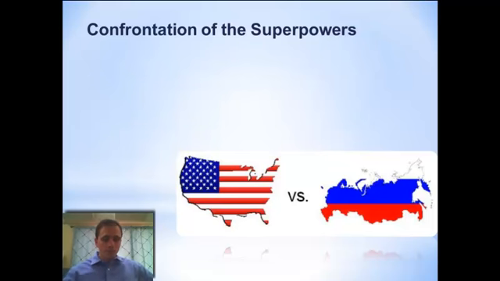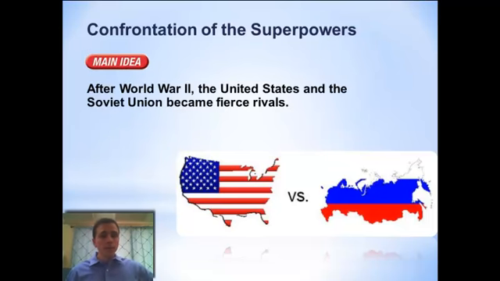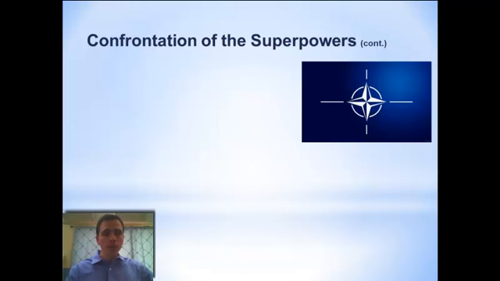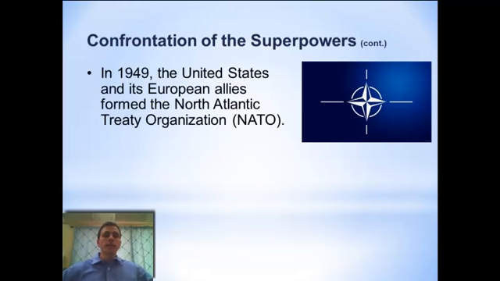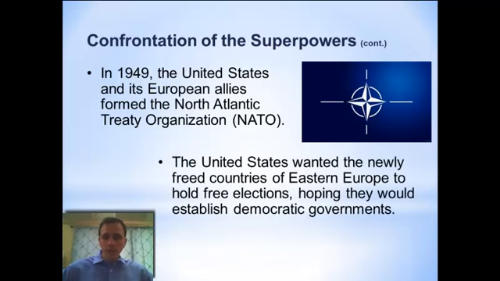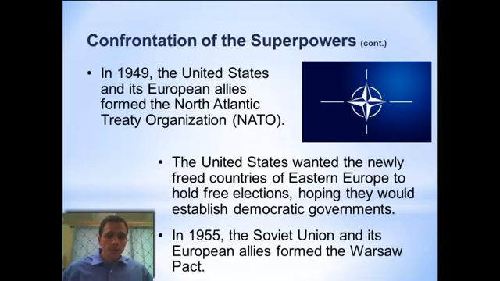Okay, so the confrontation between the two superpowers, that's the first main idea. After World War II, the United States and the Soviet Union became fierce rivals with each other. In 1949, the United States and its European allies formed NATO, the North Atlantic Treaty Organization. The U.S. wanted the newly freed countries of Eastern Europe to hold free elections, hoping that they would establish democratic governments such as ours. In 1955, the Soviet Union responded by creating their own alliance known as the Warsaw Pact. We'll take a closer look at that a little bit later.